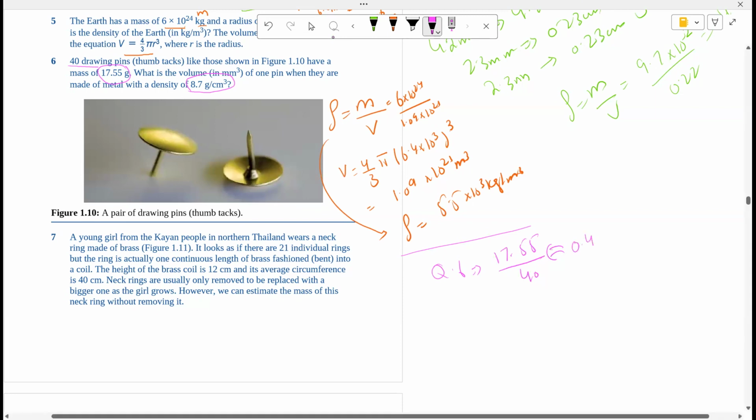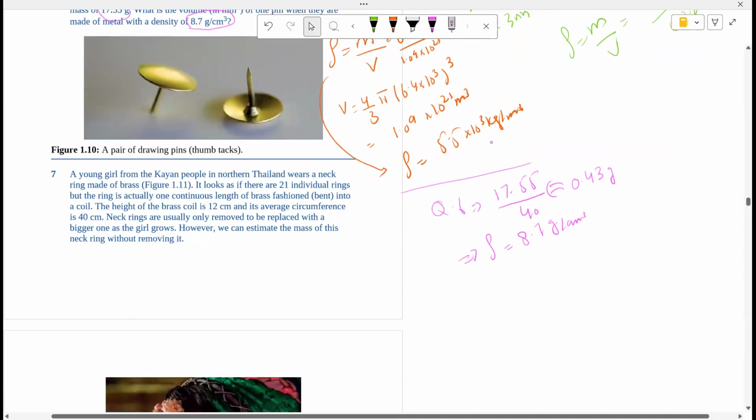17.55 divided by 40 will give us 0.43 grams. Density कितना है उसने हमें क्वेश्चन में दिया हुआ है? 8.7 grams per centimeter cube. And this is the density of a single pin. Okay? फॉर्मूला क्या होता है डेंसिटी का? It's mass over volume. उसने क्वेश्चन में हमें क्या कैलकुलेट करने को बोला हुआ है? We need to calculate the volume of the object.